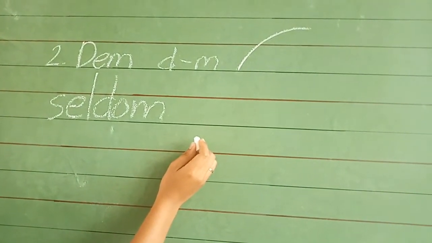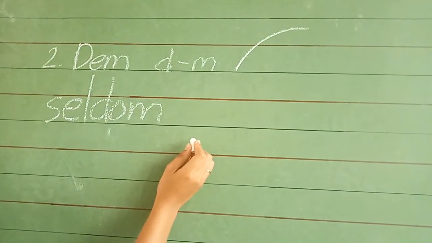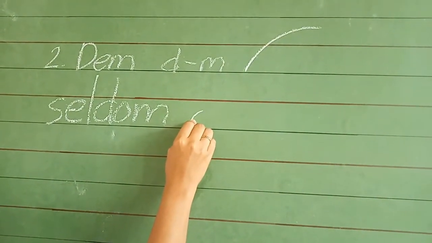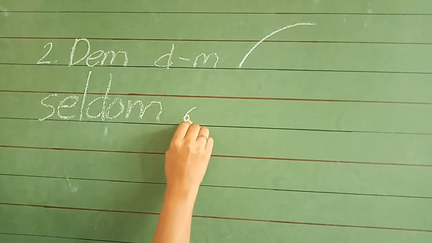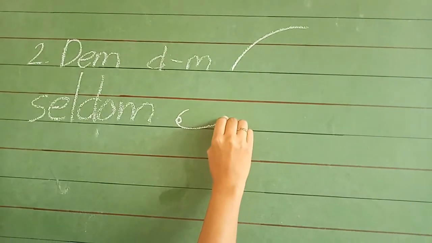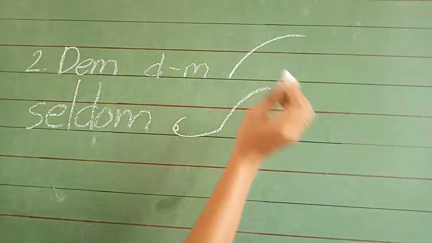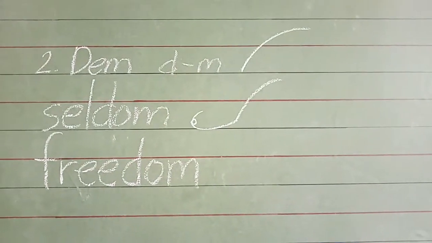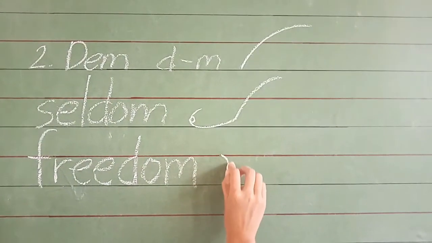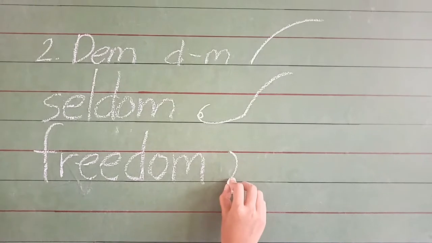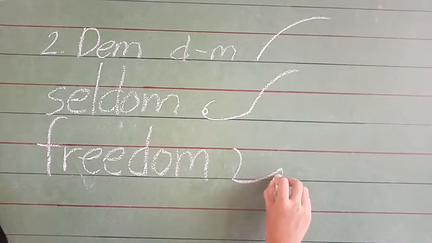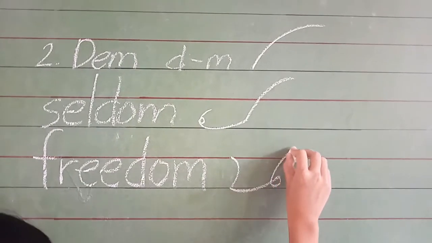Example number 1, seldom is represented by left S, E, L, DM. Next, freedom is represented by F, R, E, DM.